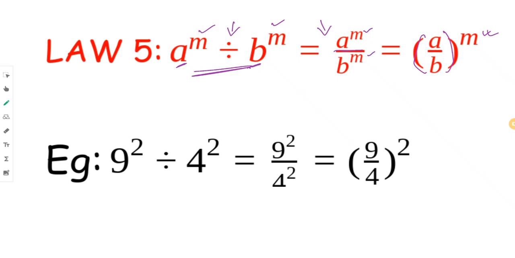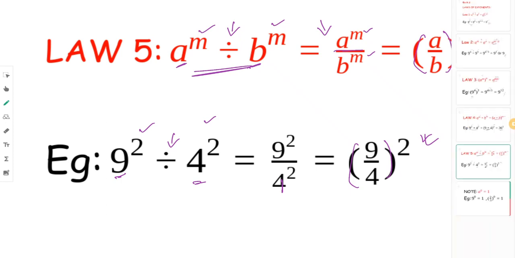Let's do an example. Different bases, same power, division. So I can write this as 9 square divided by 4 square, and because the powers are equal, I can put the bracket and write down square. Let's do one last.